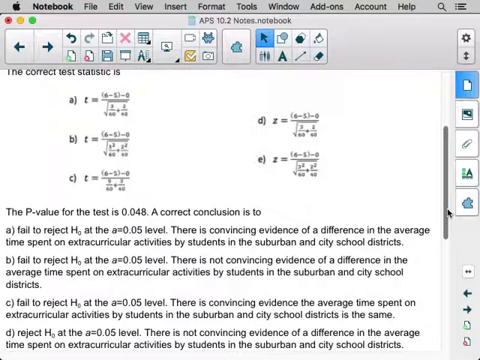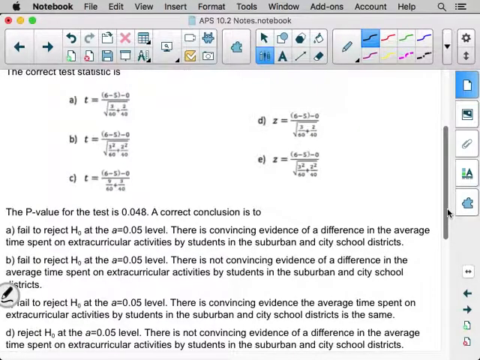So a couple things to note. First, notice this whole thing is inside of a square root. C doesn't have any square roots whatsoever. So I don't like C at all because it doesn't have the square root that the pattern shows. The pattern also shows the standard deviations squared, but not the sample sizes. B and E are not the same, but they're not.